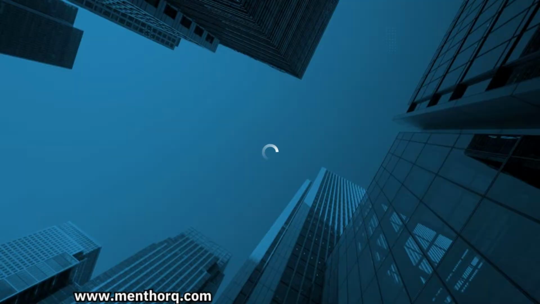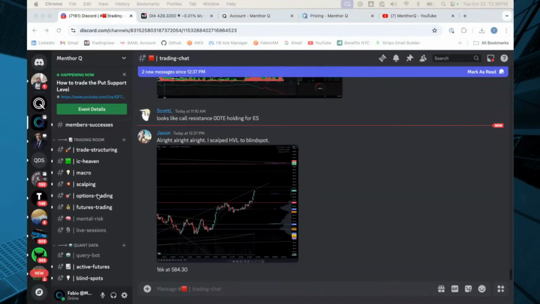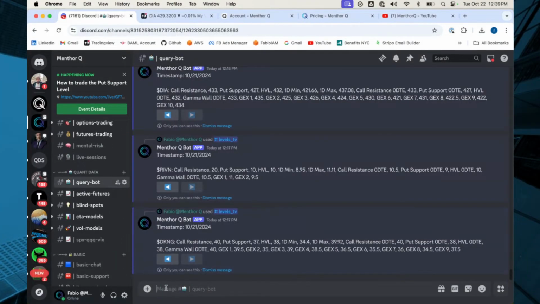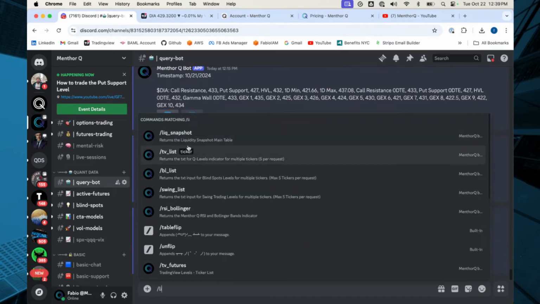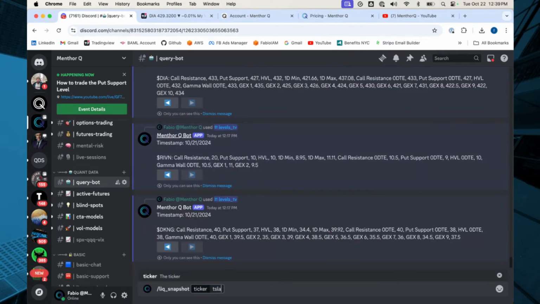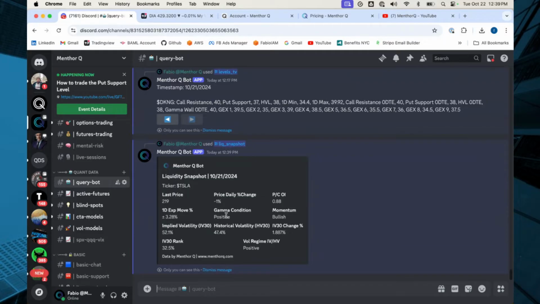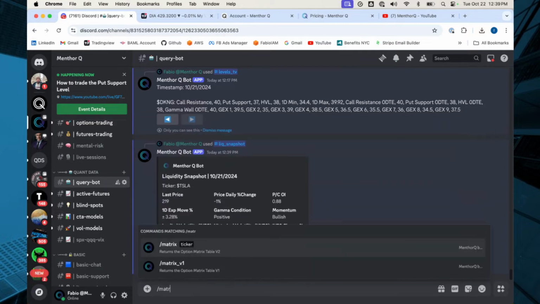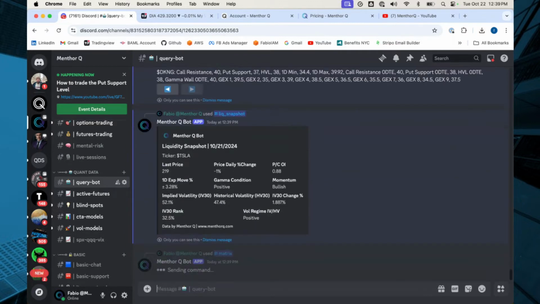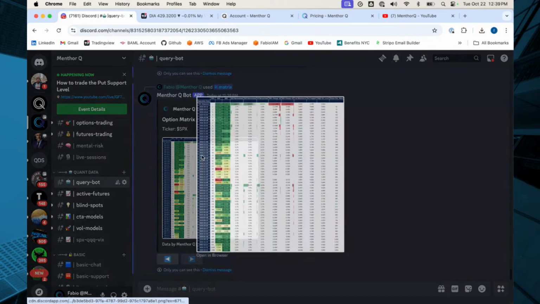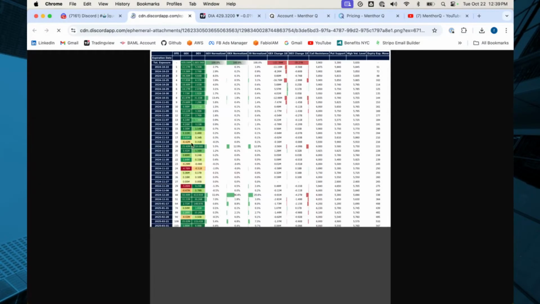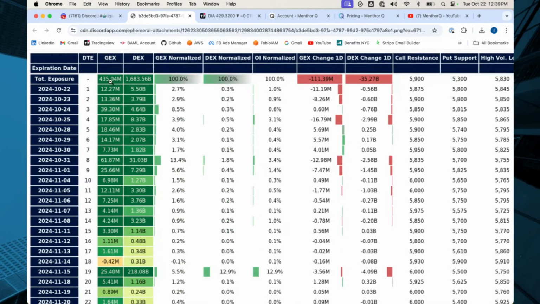Let's actually go into Discord now and just very simply type my liquidity snapshot command and just type any company. So here we have Tesla. We see the gamma condition here, or we can open up the matrix on SPX and we can look at the total exposure right here. We see we have 435 million of positive JAX that also is highlighted in green. So here we are in a positive gamma environment.